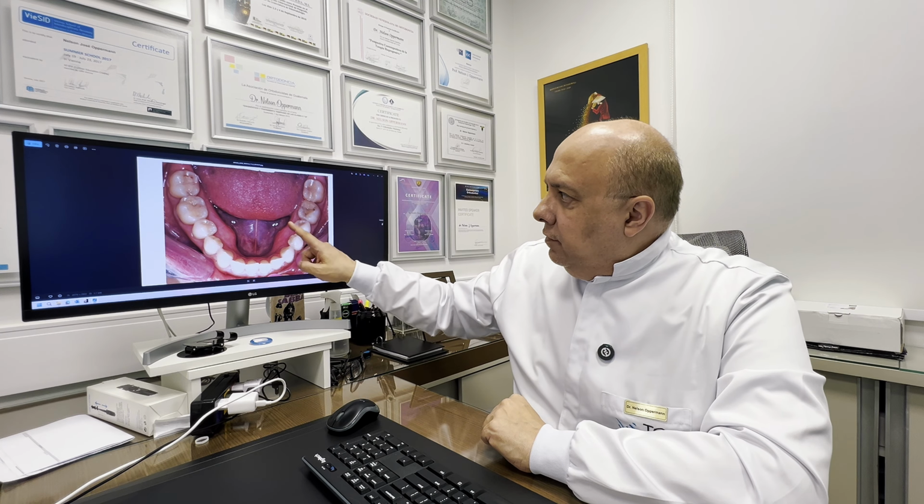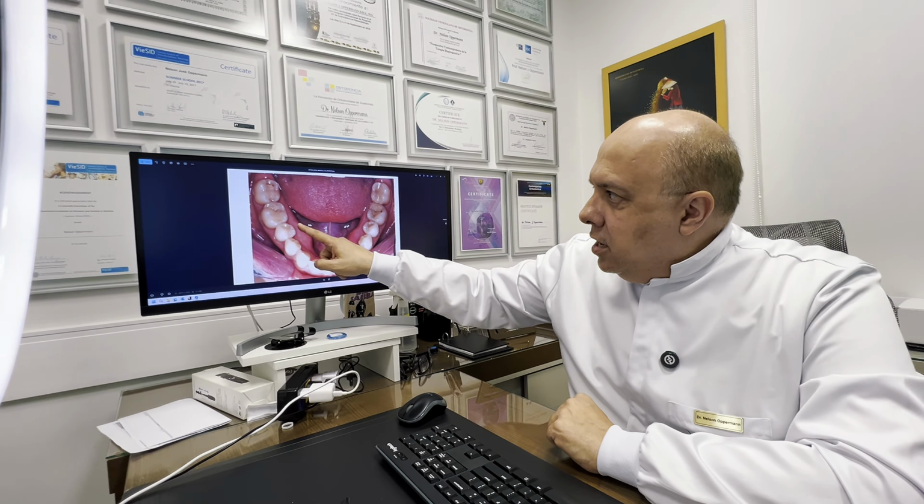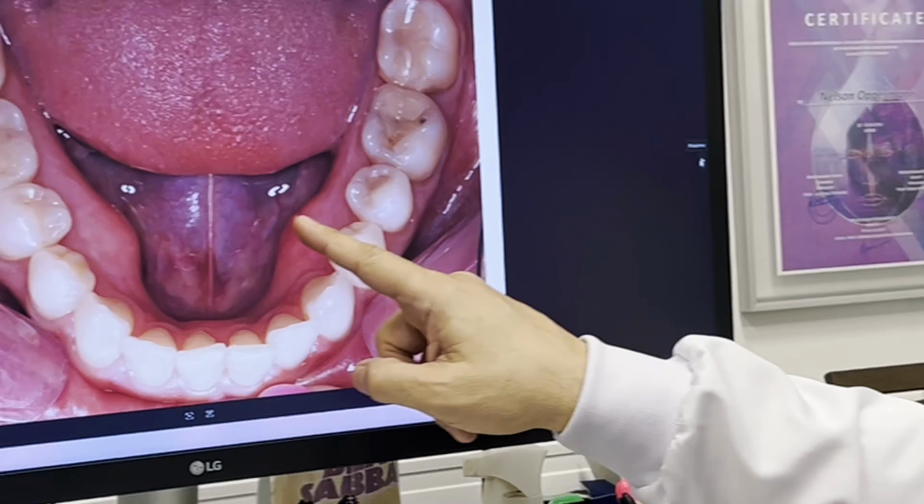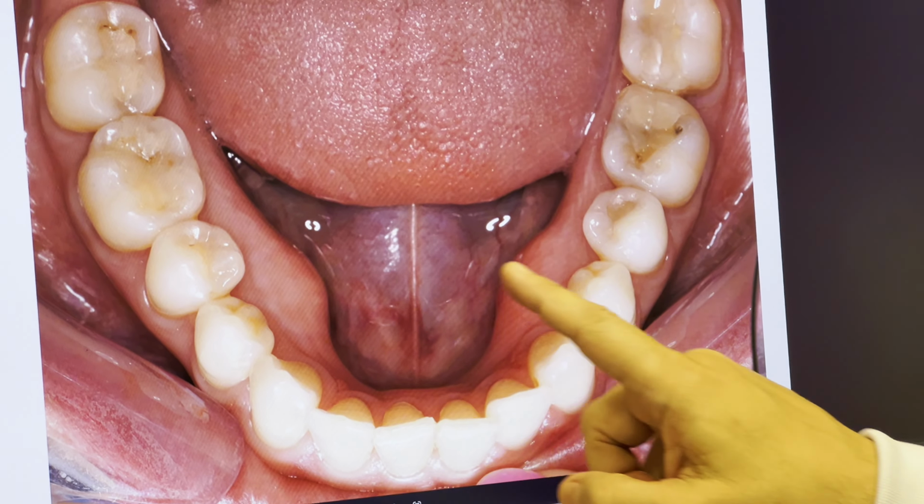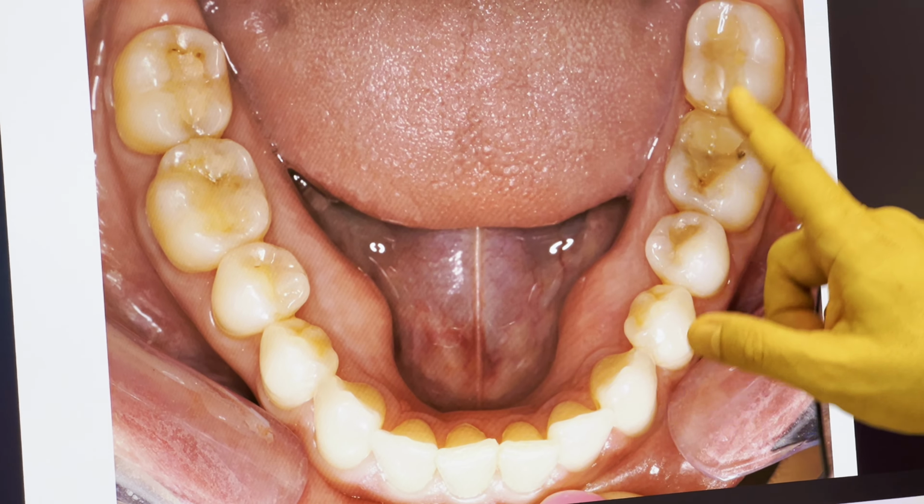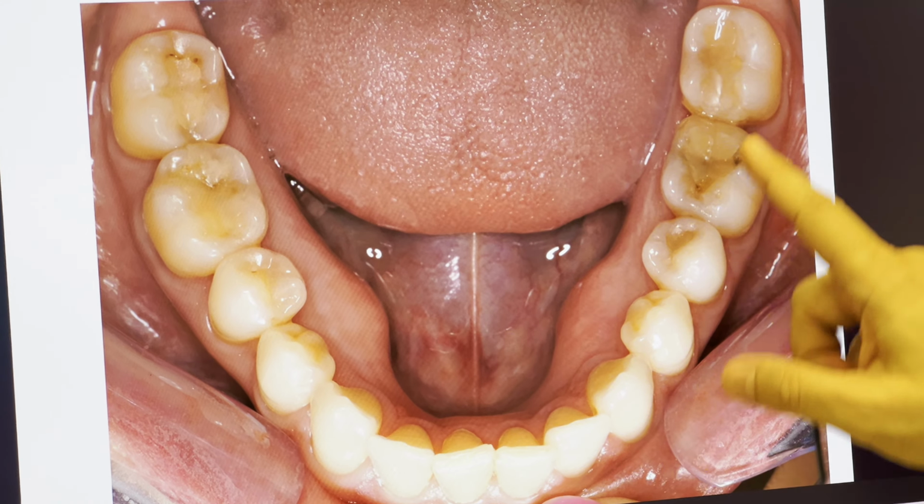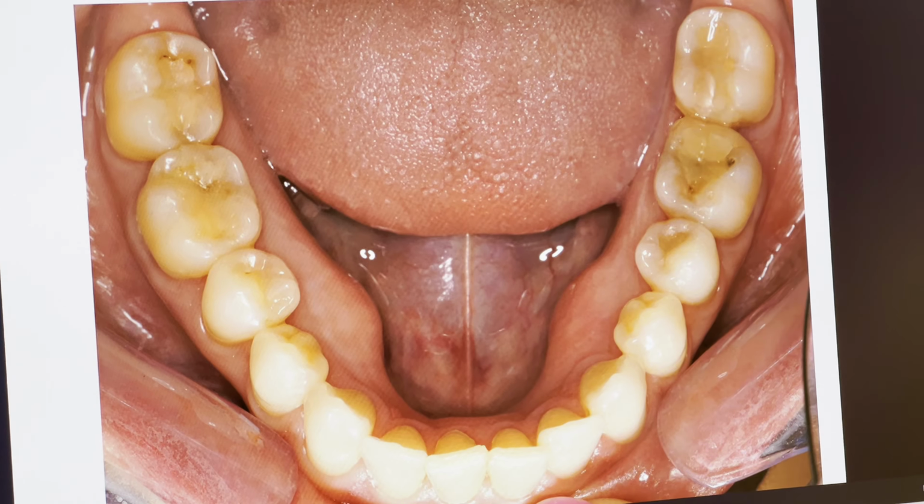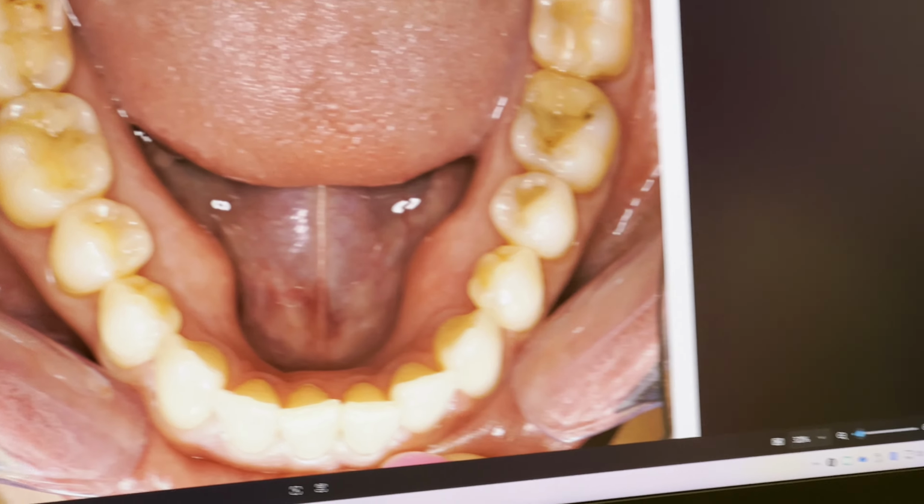And look from inside in the lower arch, this exostosis, the torus. So we have tori here, okay? And again, the left side, bigger restorations. Also on the lower jaw. So the system is overloaded.